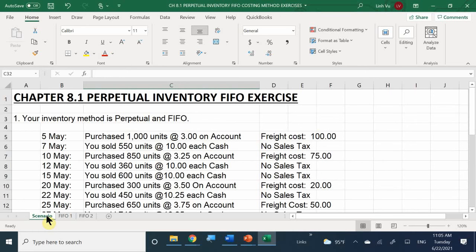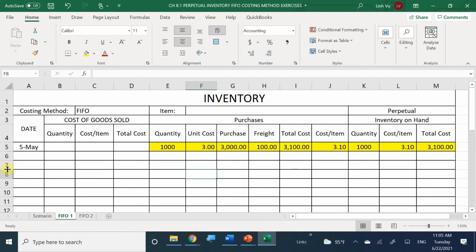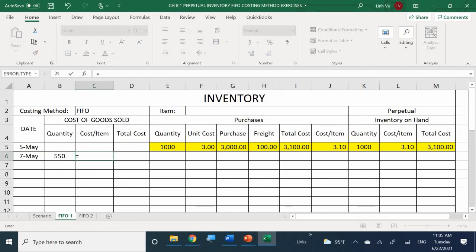550. We sold 550, right? We sold it for $10 each, but right now, that's what we sold it for. In this case, we're going to be calculating how much it cost me to sell 550 items. So going back to your inventory worksheet, it is now May 7th, and we end up selling 550 units. In this case, how much is it going to cost me per item to sell? What's my cost per item going to be?